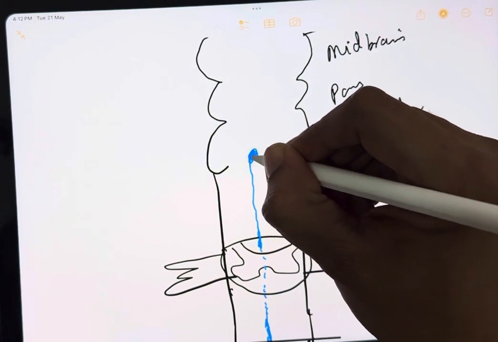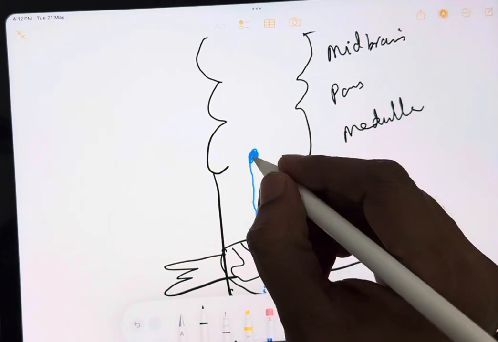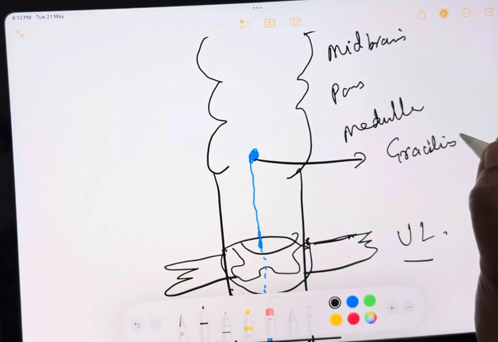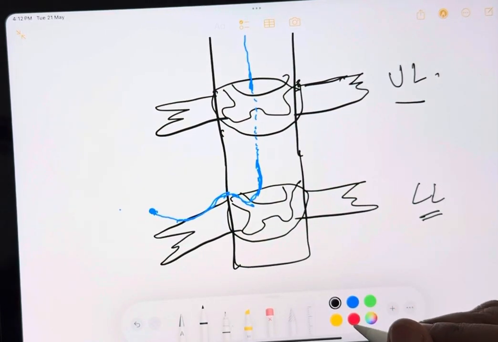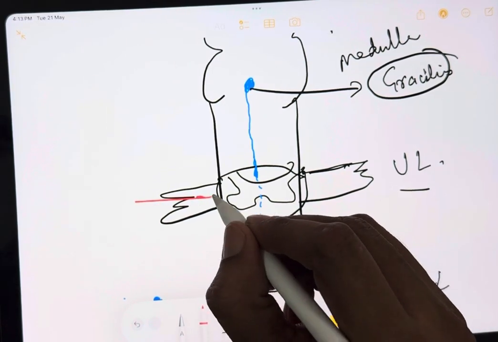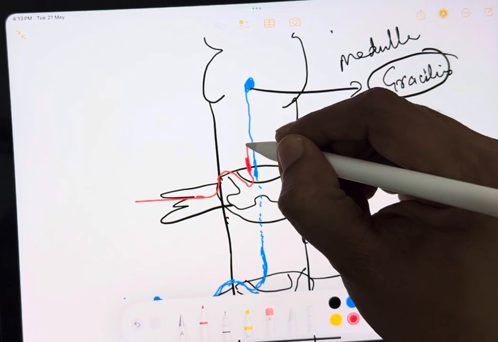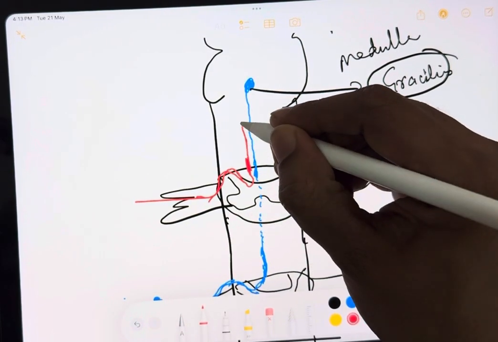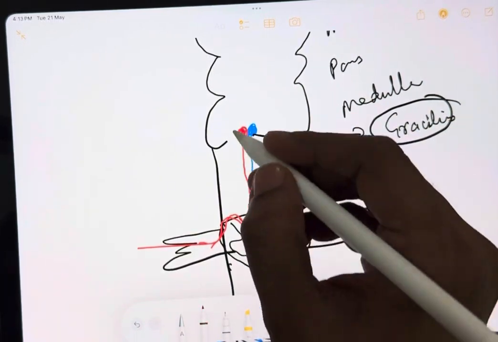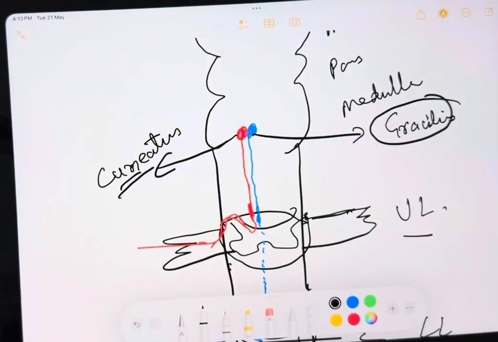In the medulla there is a nucleus, and this nucleus is known as nucleus gracilis. That is why it is the tract of gracilis or fasciculus gracilis from the lower limb. Similarly, from the upper limb, which I am showing in red, the sensations are carried through the fasciculus cuneatus, a bundle of nerve fibers. They go from the posterior root, ascend, and in the medulla they terminate in the nucleus cuneatus. This is in the medulla.